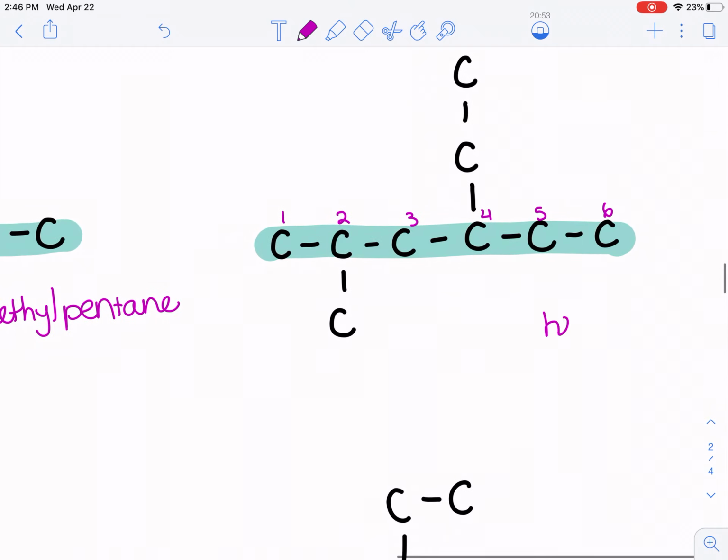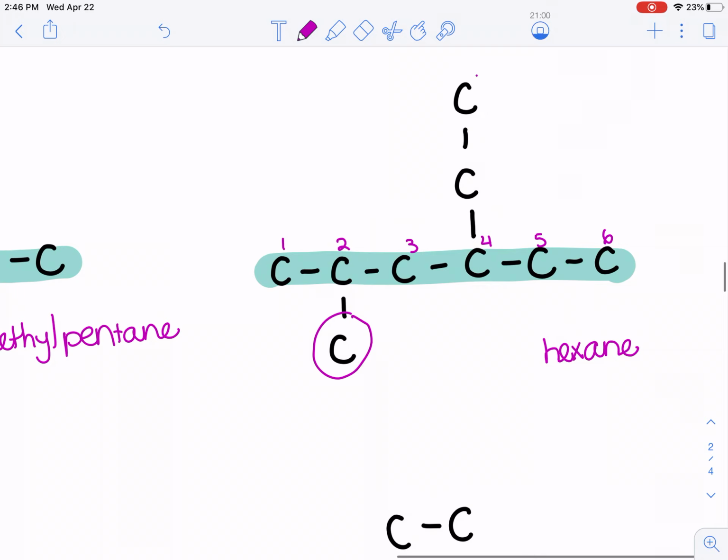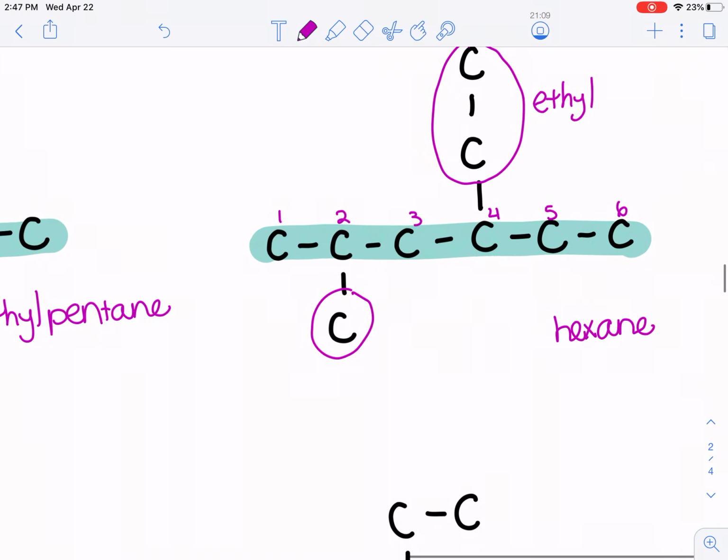This starts out as hexane. And we have 2 different branches now. So the second carbon has a methyl. The 4th carbon has an ethyl because it's 2 carbons long. So ethyl comes before methyl because E comes before M in the alphabet. So 4-ethyl-2-methylhexane.